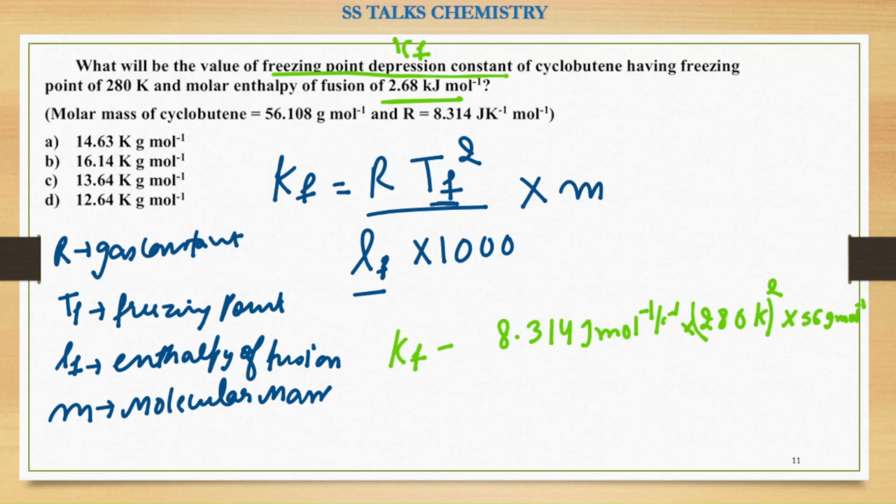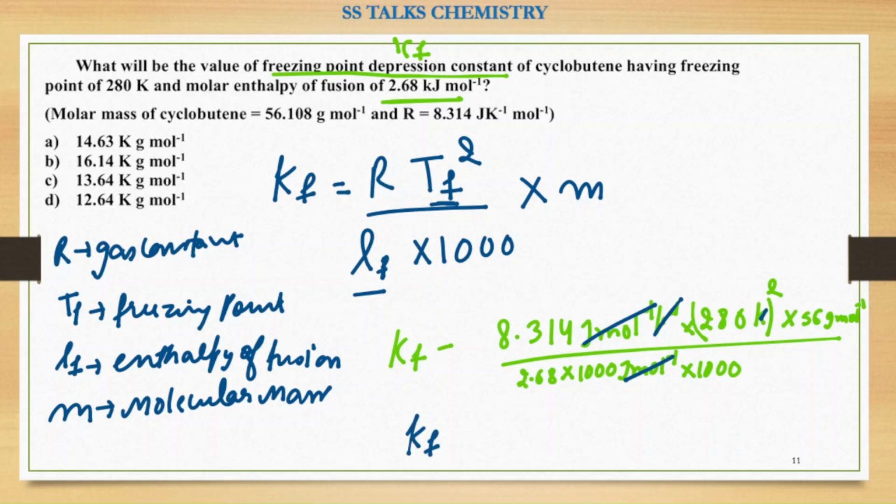And in the denominator we have the value 2.68 kilojoules per mole. So 1000 joule per mole, a factor of 1000 we have to take over here. So the units, if you see, joule per mole and this joule per mole will get cancelled, and with the per Kelvin, one of the Kelvin will get cancelled out. So the value of the Kf we will be having as 13.64 Kelvin gram per mole.